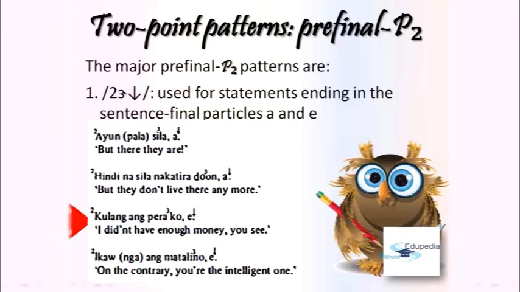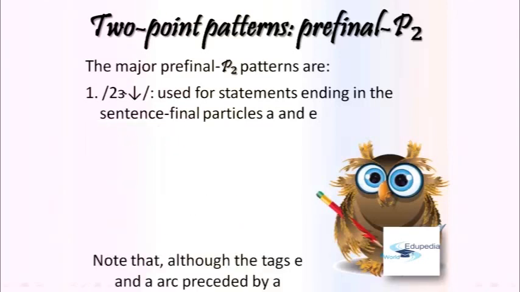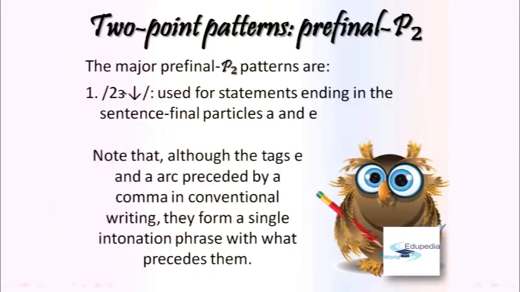Third, kulang ang pera ko. Kulang ang pera ko eh. I didn't have enough money, you see? And last, we have for example, ikaw nga ang matalino eh. Ikaw nga ang matalino eh. On the contrary, you're the intelligent one. Note that although the tags a and e are preceded by the comma in conventional writing, they form an intonation phrase with what precedes them.